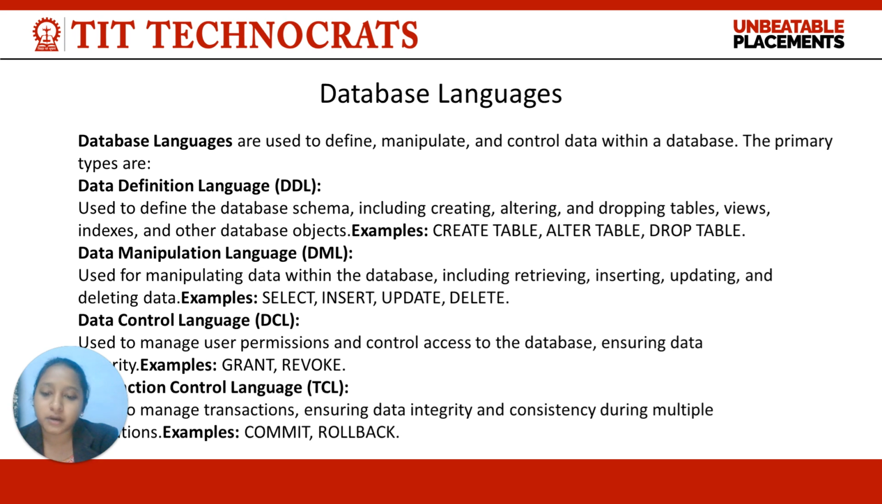The most common commands are commit and rollback. Commit is used to save the changes, and rollback is used to undo them if something goes wrong. So in short, DDL defines the structure, DML manipulates the data, DCL controls user access, and TCL manages transactions.